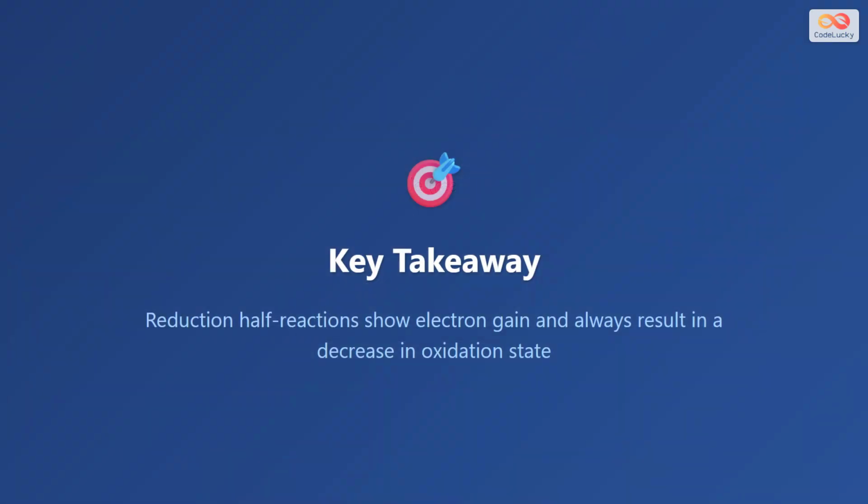Let's summarize the essential concept. Reduction half-reactions show electron gain and always result in a decrease in oxidation state. Remember, reduction means gaining electrons, which appears as electrons on the reactant side of the equation. The oxidation state always decreases during reduction. Understanding this fundamental concept will help you analyze complex redox reactions and electrochemical processes. Practice identifying and writing reduction half-reactions to master this important skill in electrochemistry.